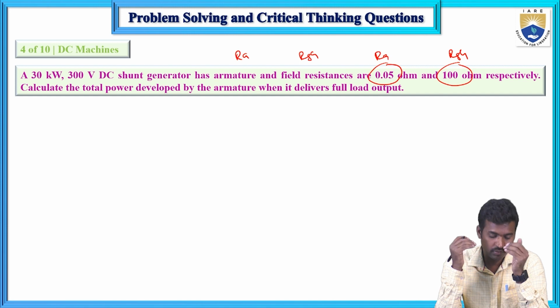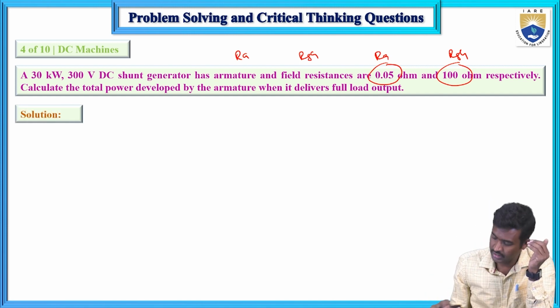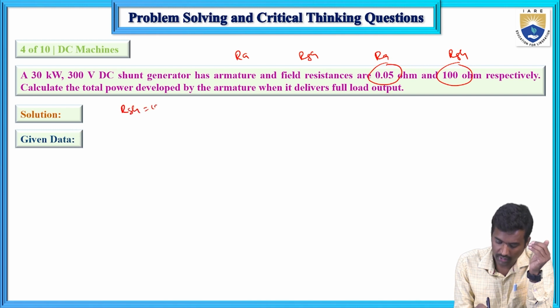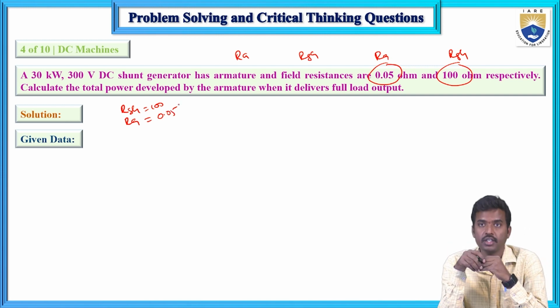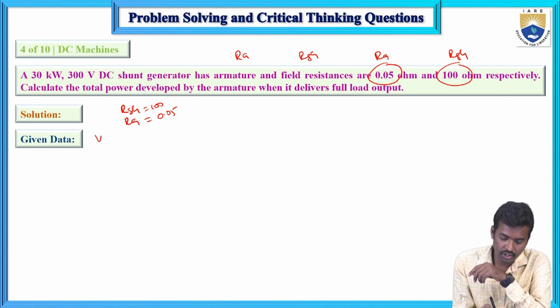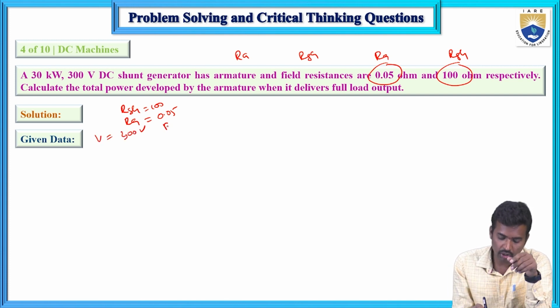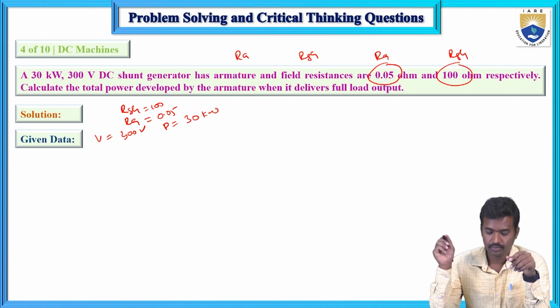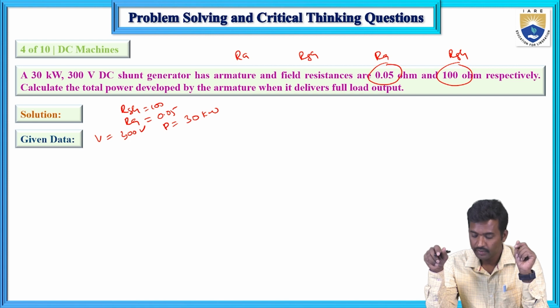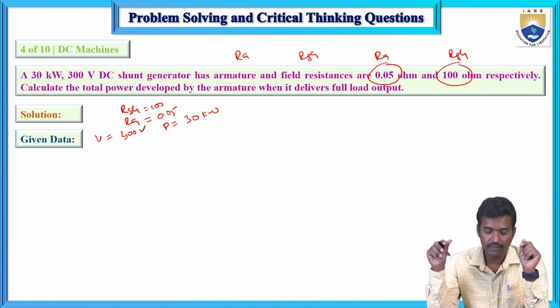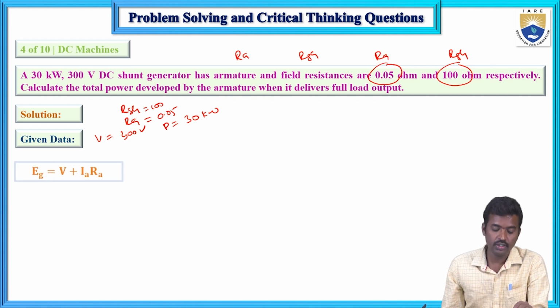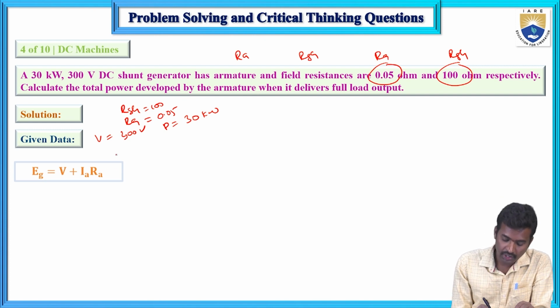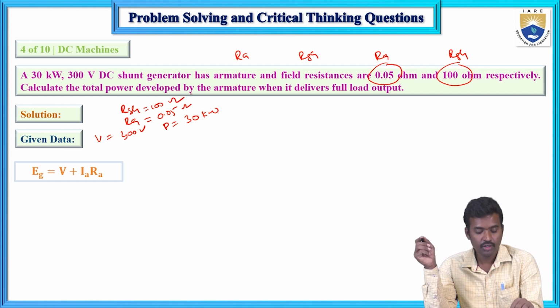Now first in the solution, the given data: RSH is equal to 100 and Ra is equal to 0.05, armature resistance, shunt resistance, terminal voltage V is equal to 300 volts and total power 30 kilowatts. Now, what about power developed? See the formulas first. Eg equals V plus IARA. Now here Ra is given 0.05 ohms and V equals 300.